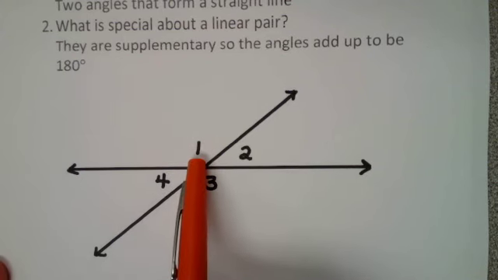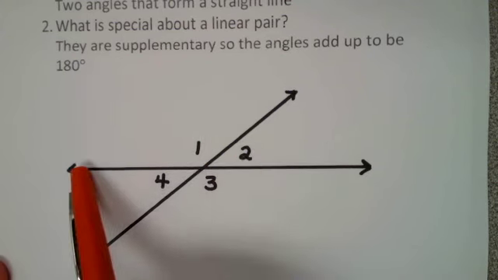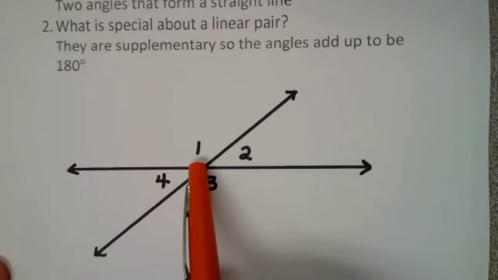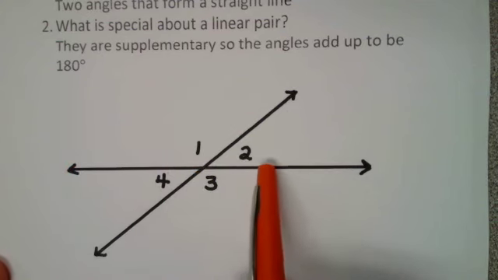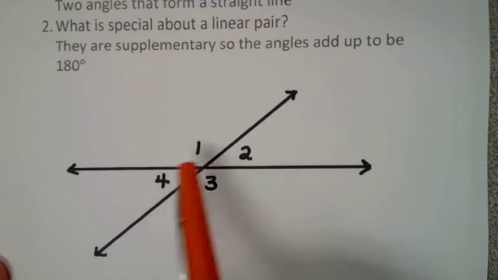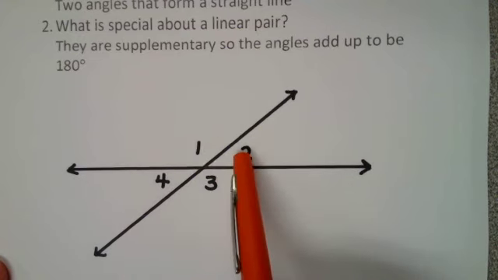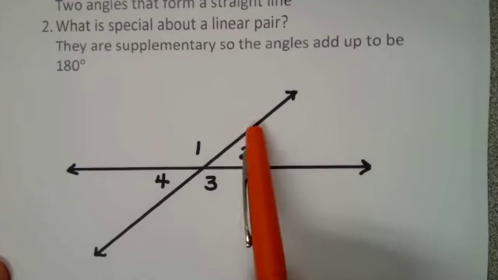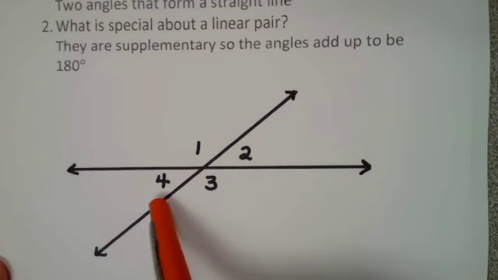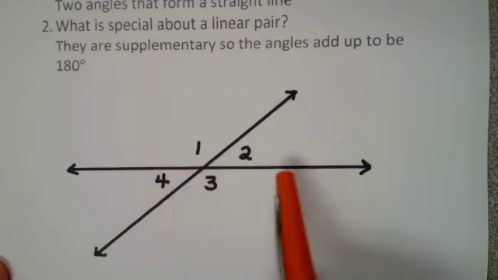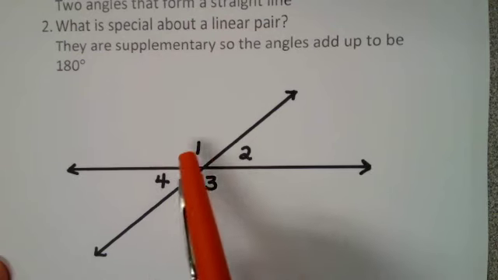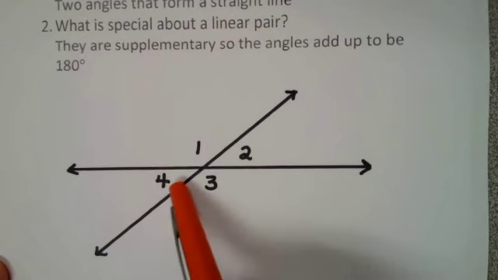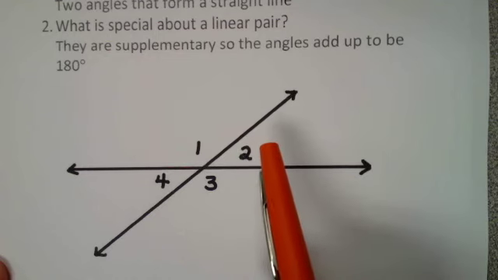When I combine angle 1 and angle 2, notice I did not stop. I just kept going. These two, 1 and 2, form a straight line. 2 and 3 form a straight line. If I take 2 and 3 and combine them together, they form a straight line. 3 and 4 form a straight line. And 1 and 4 form a straight line.